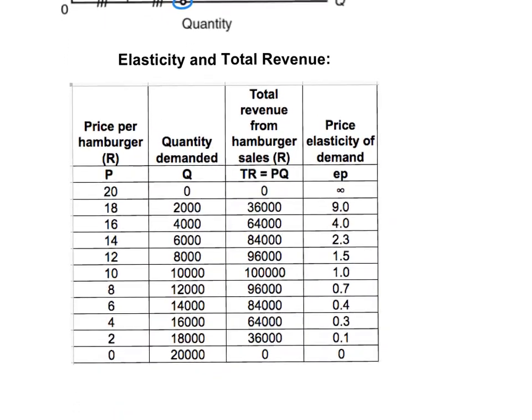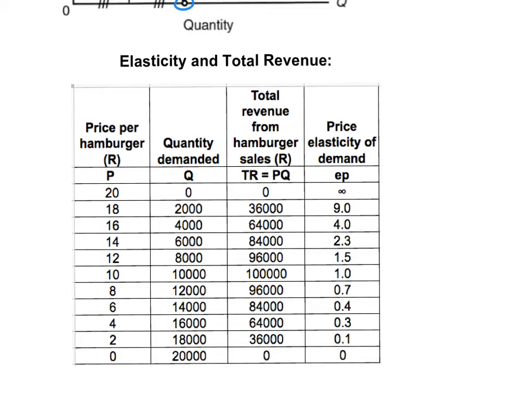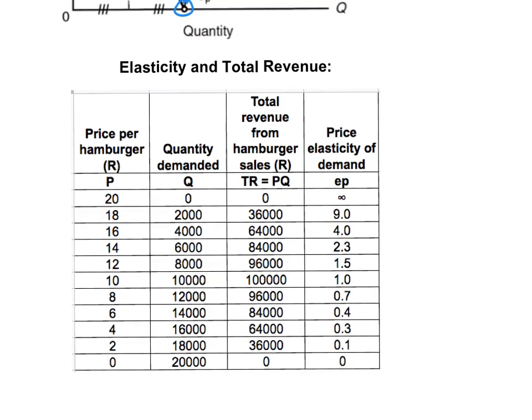In the table, we notice that as the price decreases from 20 Rand, we go to 18 Rand, 16 Rand, 14 Rand, 12 Rand, 10 Rand, etc. The quantity demanded increases. That, of course, is in keeping with the law of demand. Notice what happens to total revenue. Remember, the total revenue is just the price times the quantity.